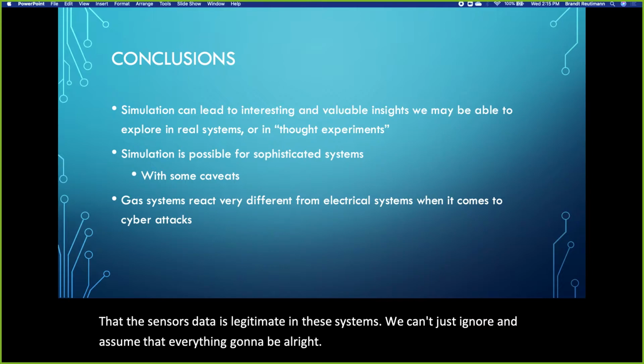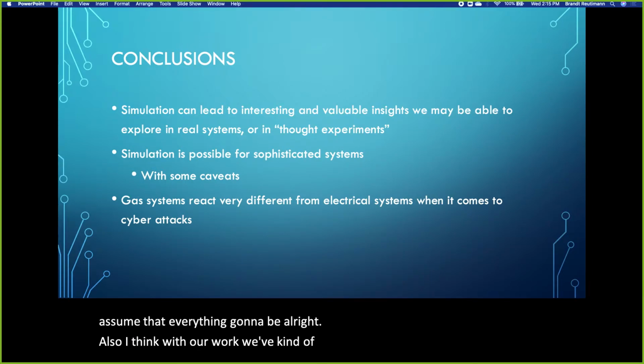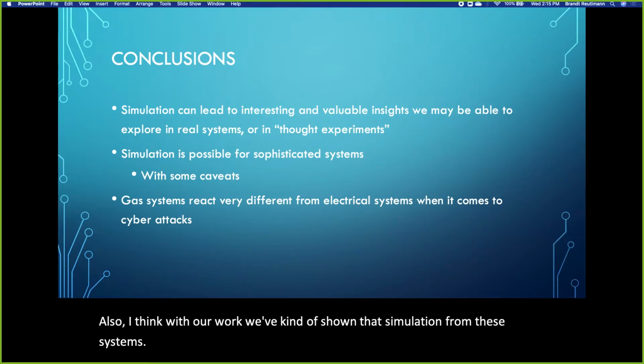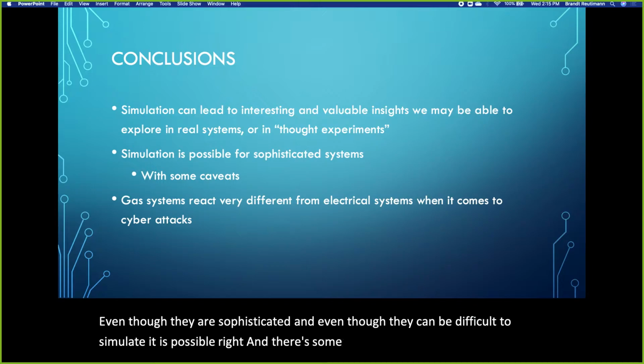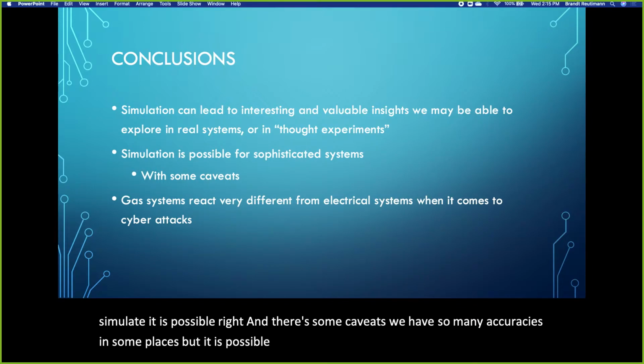Also, I think with our work, we've shown that simulation for these systems, even though they are sophisticated and even though they can be difficult to simulate, is possible. And there are some caveats. We have some inaccuracies in some places, but it is possible and it is useful.